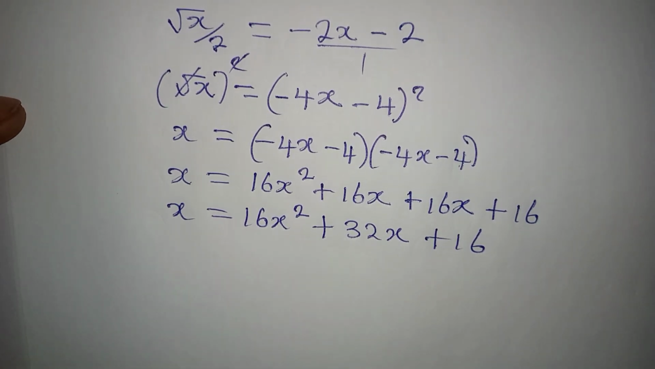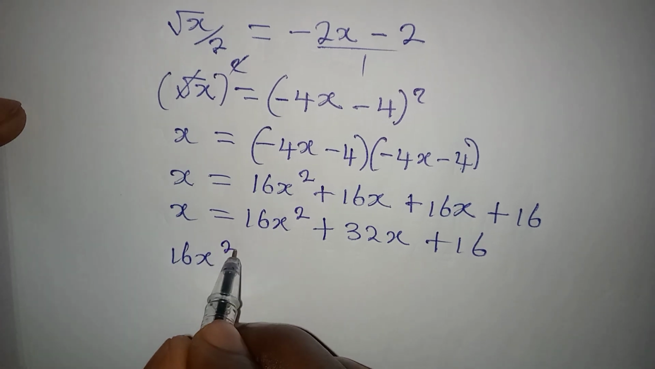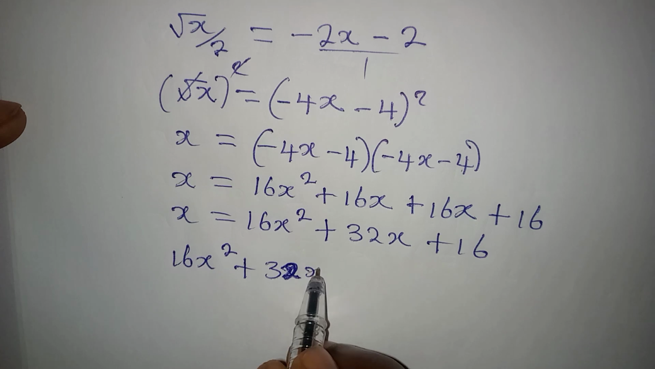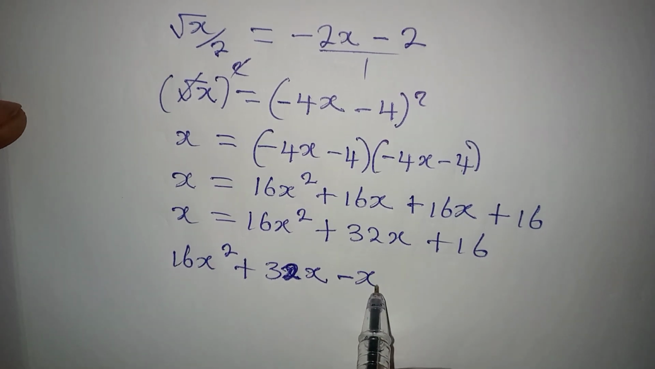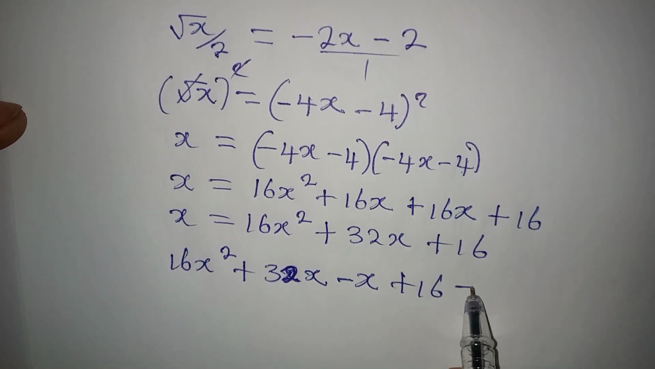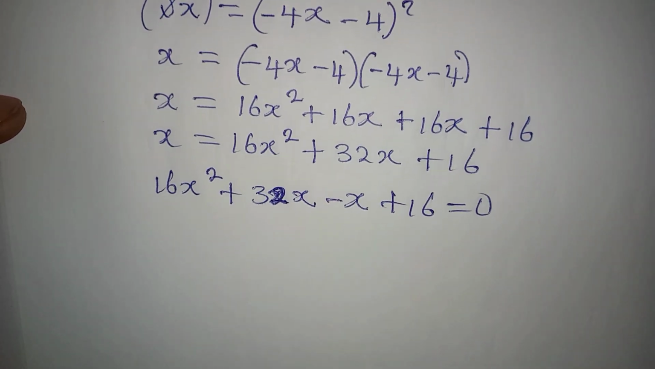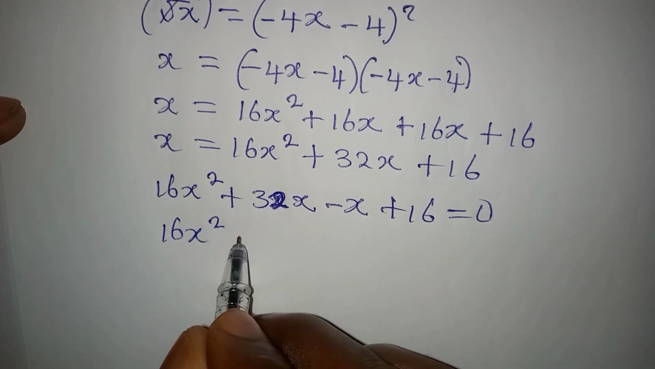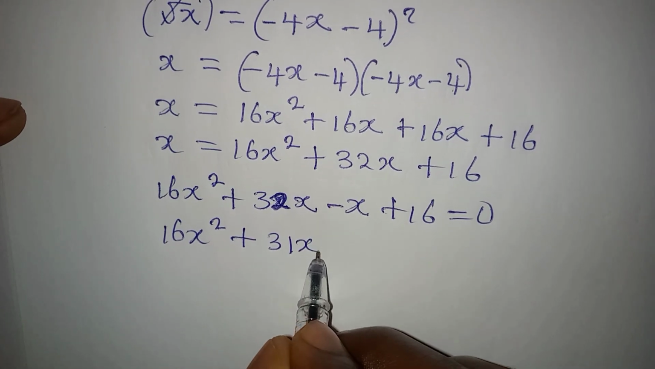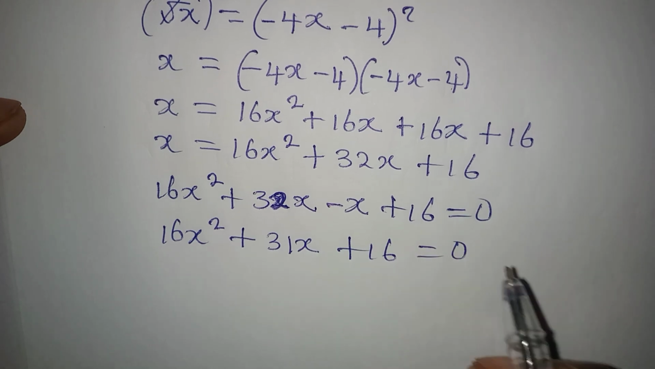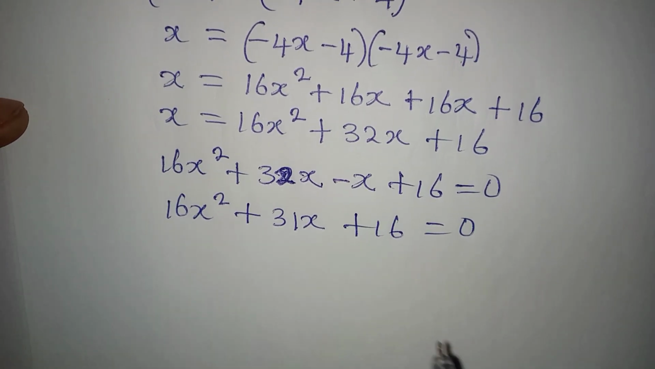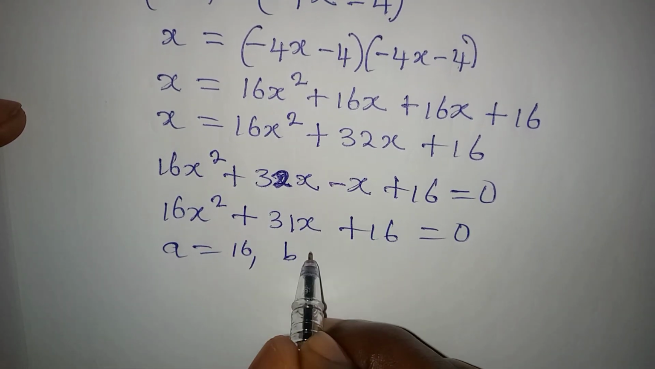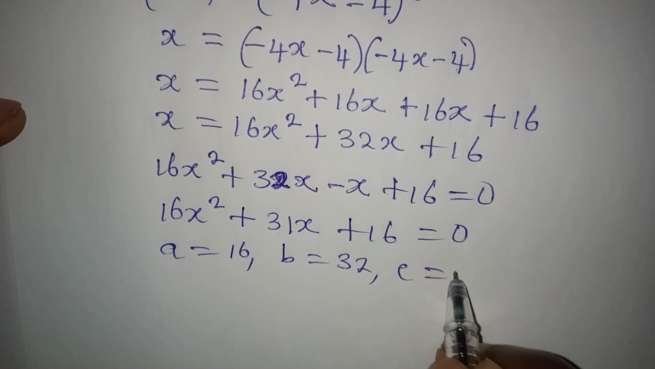Now arrange this in a better way. So we have 16x squared plus 32x, this becomes minus x plus 16 equal to 0. This is a quadratic equation, right? Okay, 16x squared plus 31x plus 16 is equal to 0. And we can solve this using the formula method, because our A is 16, B is 31, and C is 16.